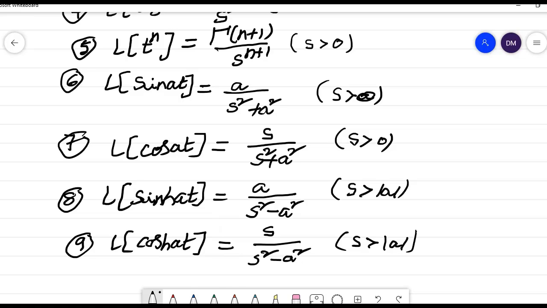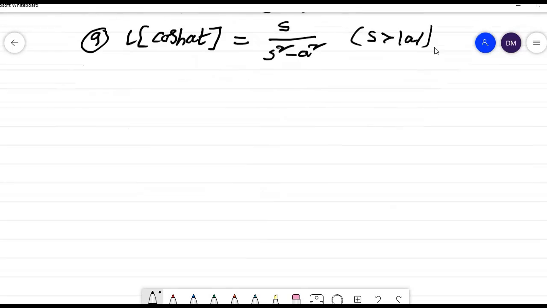In the Laplace transform of standard functions, if you remember these 9 formulas, then solving the problems would be very easy. Solving the examples would be very easy. So that's why you have to learn all these 9 formulas carefully, right? Remember that, students.